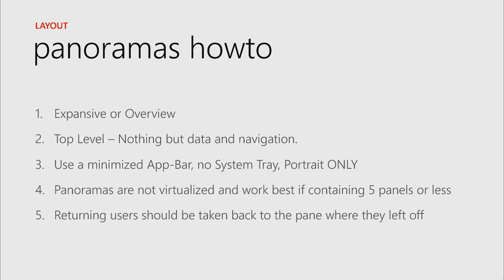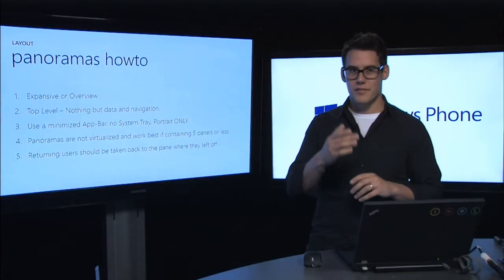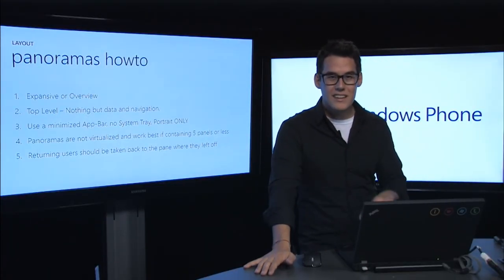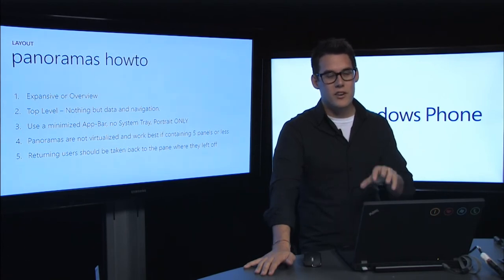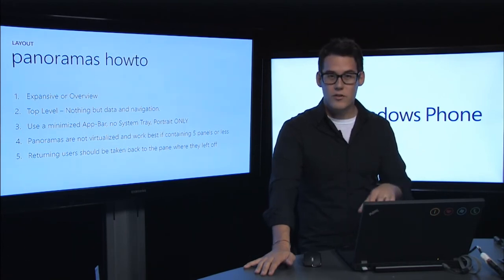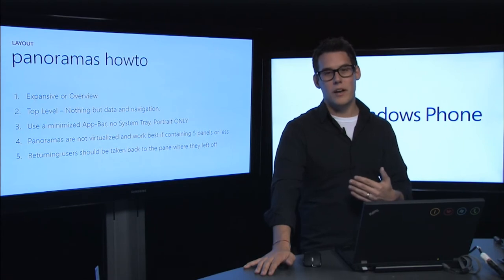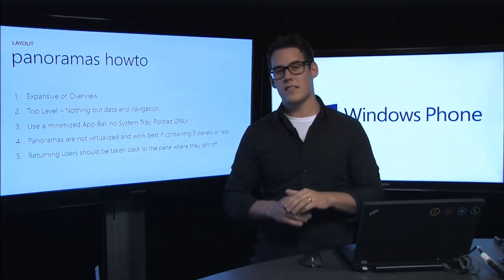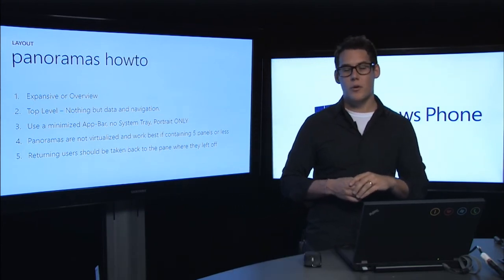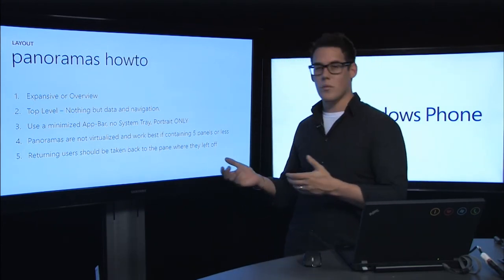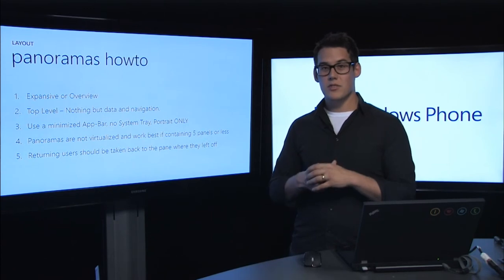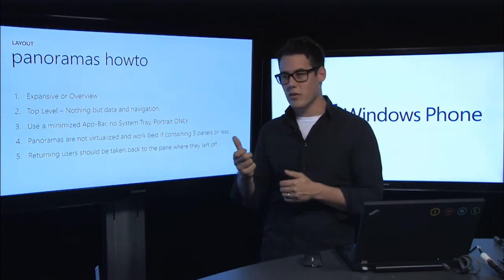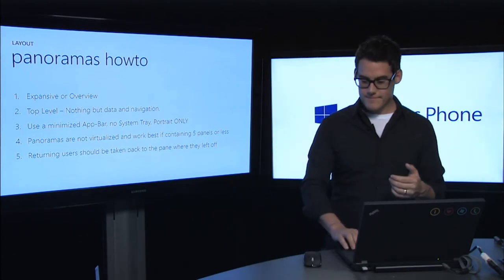Returning users should be taken back to the pane where they left off. This is a big part of the history stack. This is a big part of navigation, but not just when you're using the history stack. If you're on the People Hub on Windows Phone 8 and you leave that People Hub by going to the start screen, navigate somewhere else, and then hit the People Hub again, you will go back to the last pane you were on. It's very important in this experience that we leave them where they are. Sometimes users only use 1 or 2 panes out of a panorama, and we don't want them to be forced to scroll through panes that they don't use.